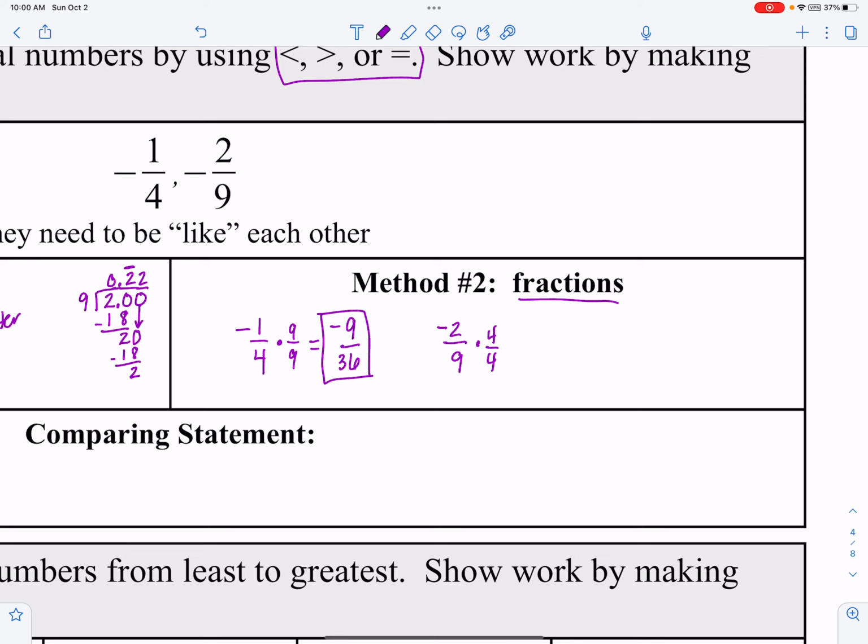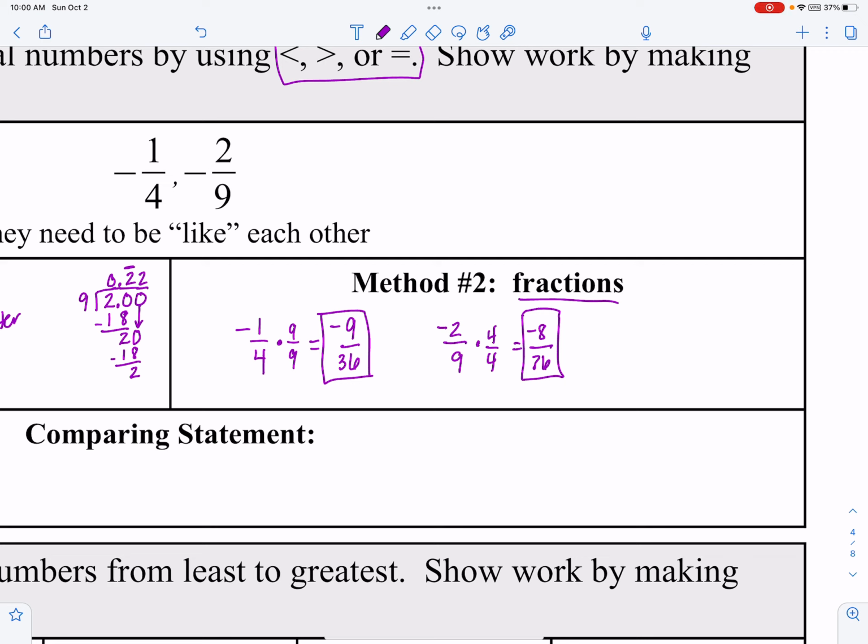So here's my new fraction. And then we have 2 times 4 is 8. That's negative. And 4 times 9 is 36. Okay. Now all I have to do, because they have the same denominators, is just look at the numerators.